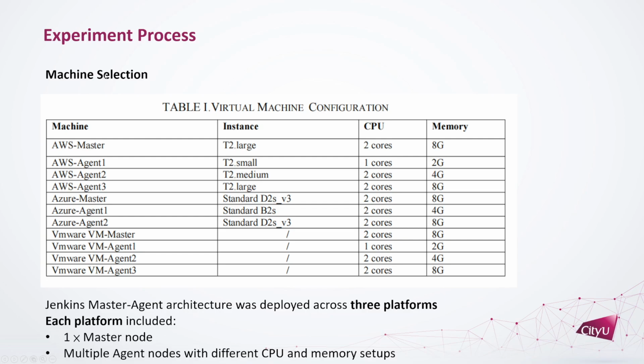Here are our machine selections. We can see that on each platform we deploy one master node and several agent nodes with different CPU and memory settings. This allows us to test how hardware differences affect Jenkins performance.